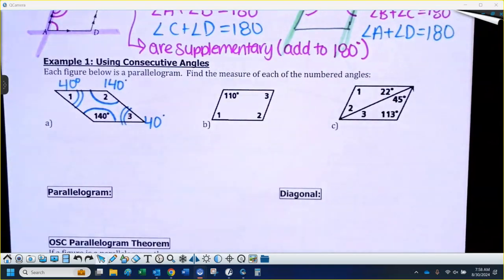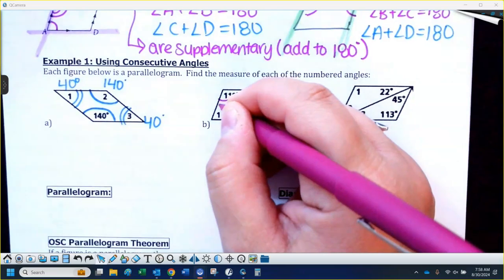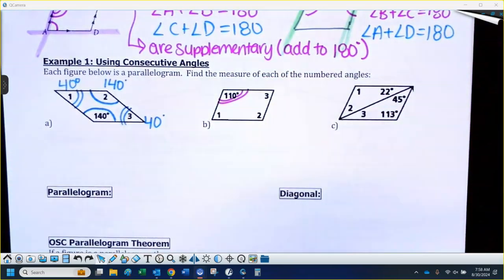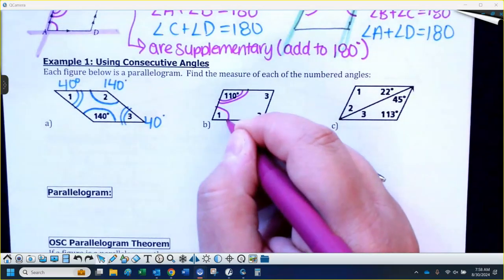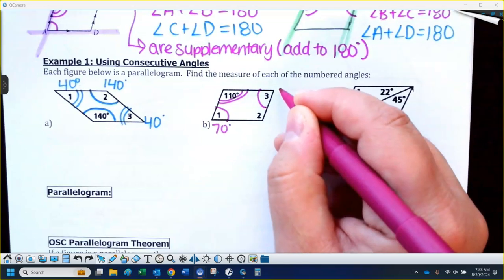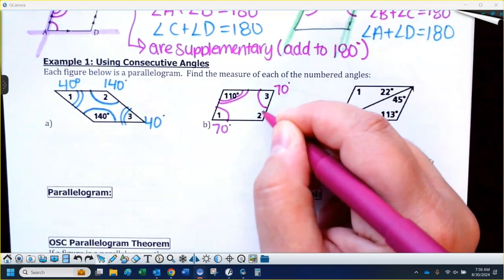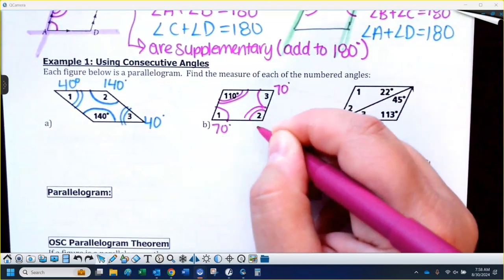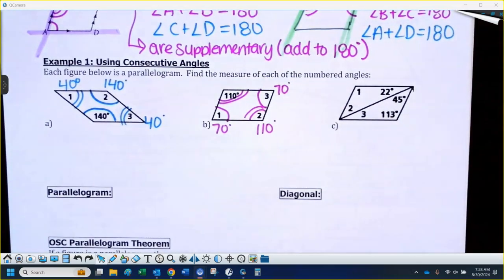Okay, can anybody tell me, and feel free to grab your calculator if you want to for this, if this angle is 110, what would angle 1 be? Anybody know? 70, definitely. What would angle 3 be? 70. What about 2? 110. That's it. That's all there is to it. Consecutive angles are going to be supplementary.